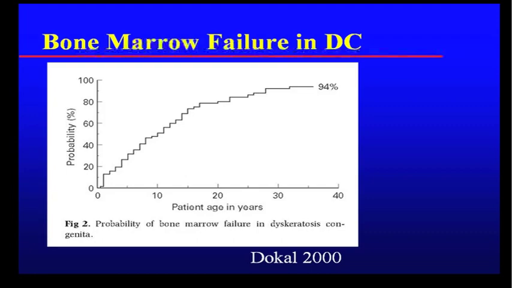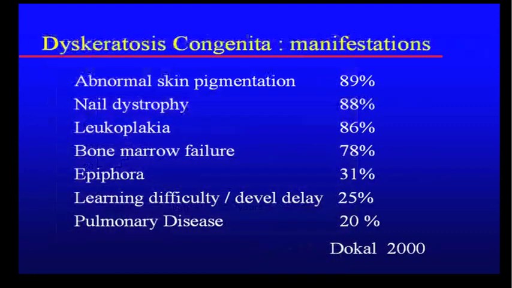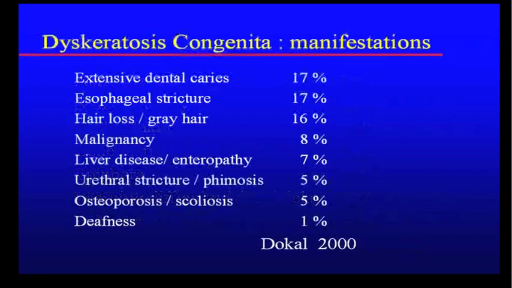So what ties all of these different manifestations together? Here's the percentage manifestations from Dr. Dokal. He showed the abnormal skin and nail dystrophy and leukoplakia. The bone marrow failure is almost universal, but at the very bottom part of this, the pulmonary disease, which ends up being IPF, is the part that's most important today. There are some other less common variants like extensive dental caries or esophageal stricture.